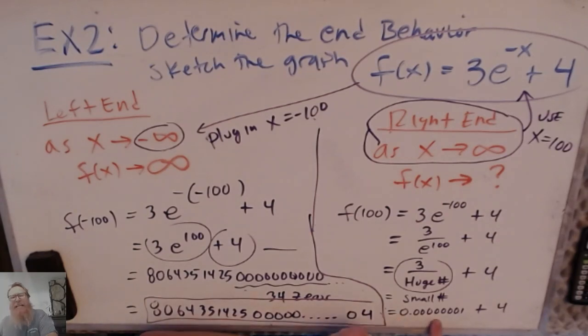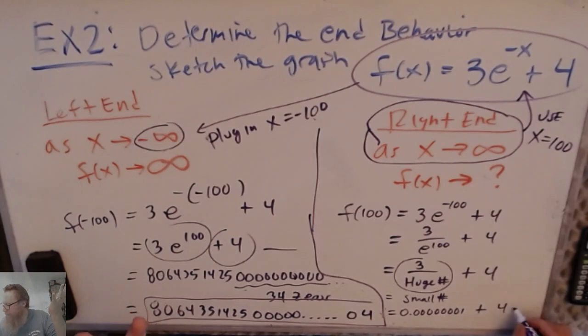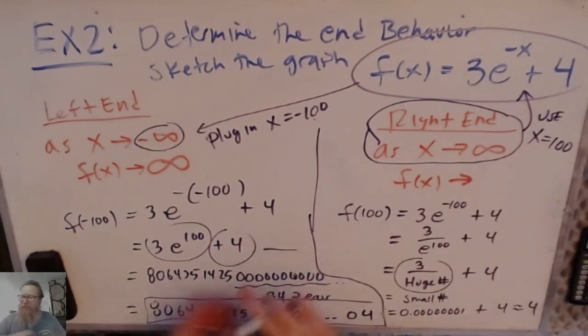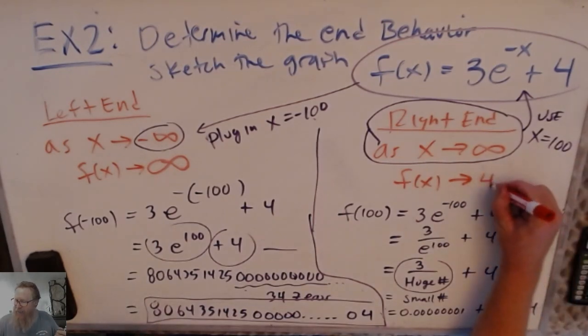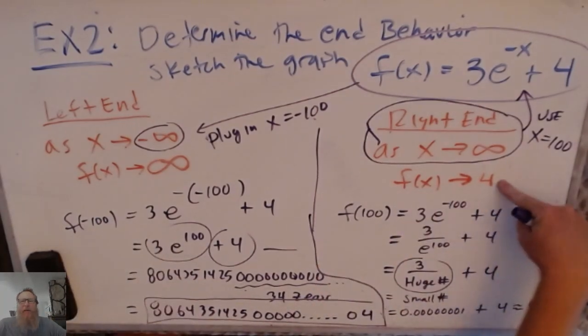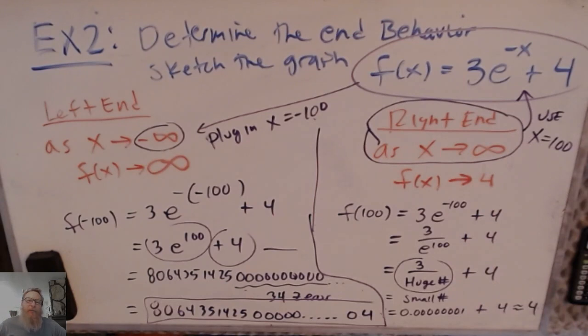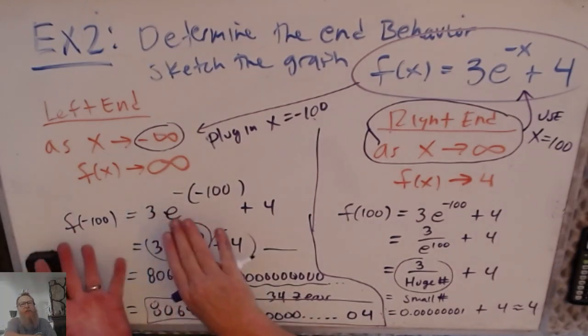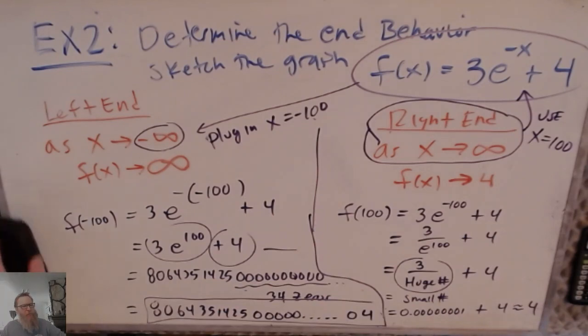So if you take a teeny, tiny, itty bitty number and you add 4 to it, what do you get? You still get 4. So the right end behavior is 4. You might be noticing a pattern. One of the two ends always approaches a number. You just never know which one it's going to be. I mean, you could take a 50-50 chance and just guess, but sometimes it's the left side that approaches a number, and sometimes it's the right side.